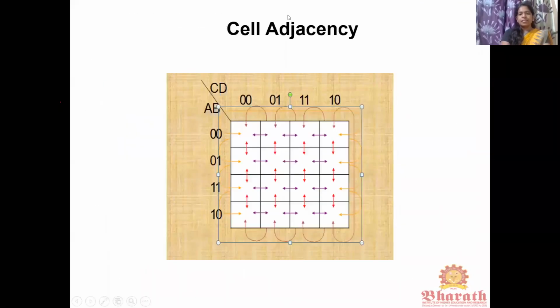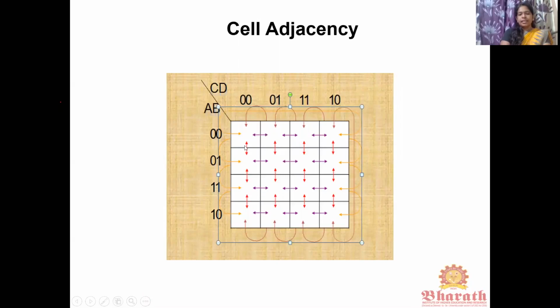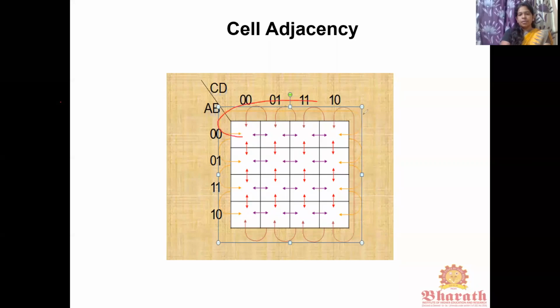See, this is the cell adjacency. You have to group the cells by using only the adjacent cells. For this first cell, this one is your adjacent cell. Second, then second row first one, then your first row last one. See, for this one, this is the adjacent cell. This one is also an adjacent cell. This is also an adjacent cell. So you can group like this only.